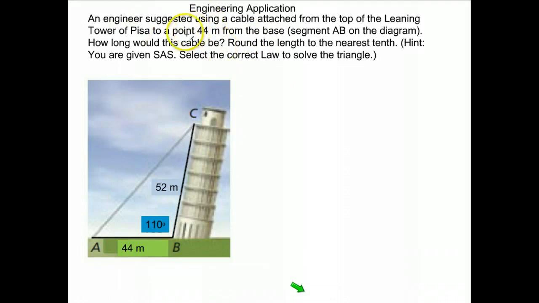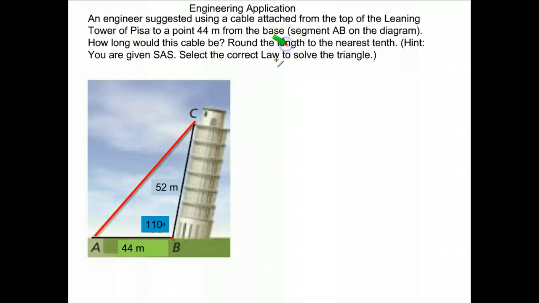It says an engineer suggests using a cable attached to the top of the Leaning Tower of Pisa to a point 44 meters from the base. And if we look at where that's located, that would be this cable here, going from the top of the Leaning Tower of Pisa to the ground, and notice it's 44 meters from the base. Okay, how long is this cable?